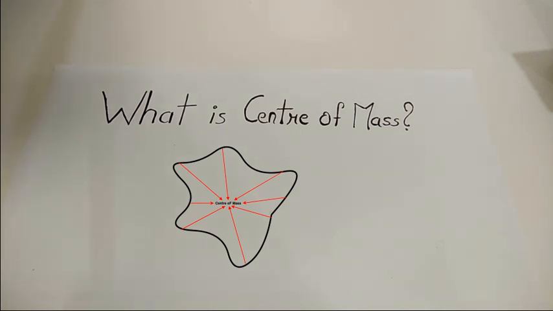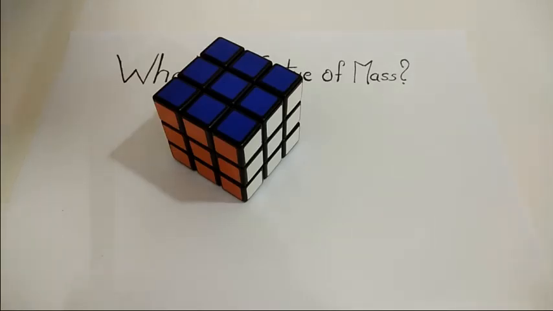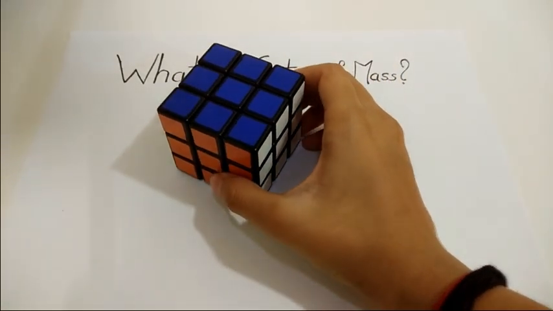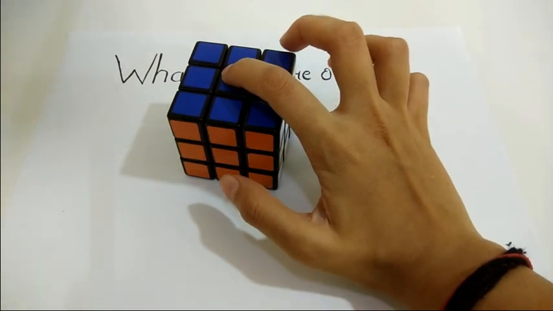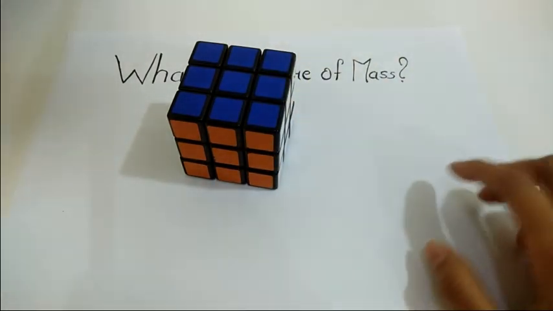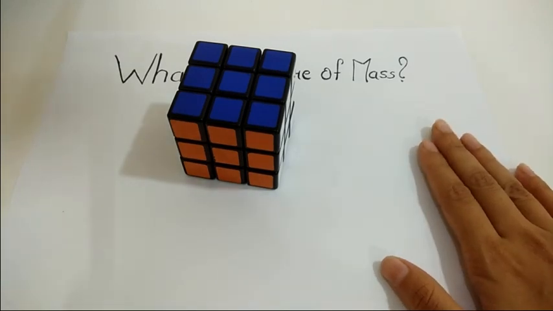Let us make it simple by taking the example of a cube. So, here we have a cube. The center of mass of this cube is at the center inside the cube. So how do we know that? Let us look at the figure of the cube.